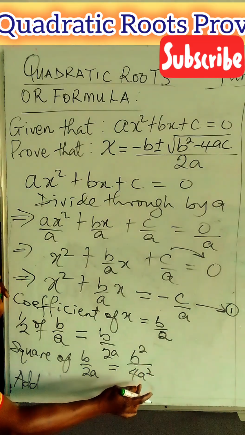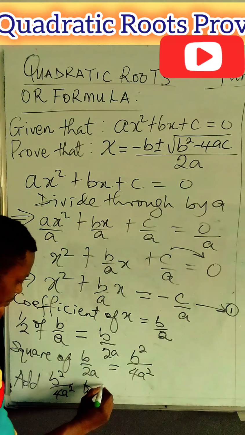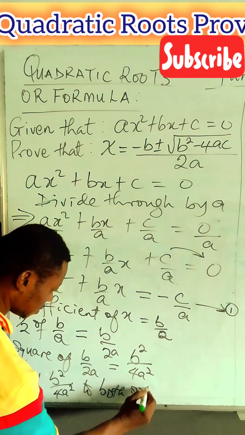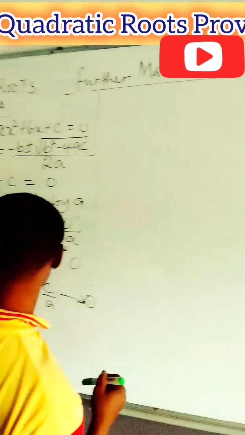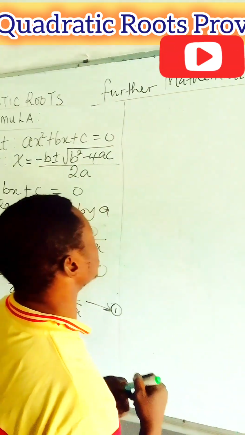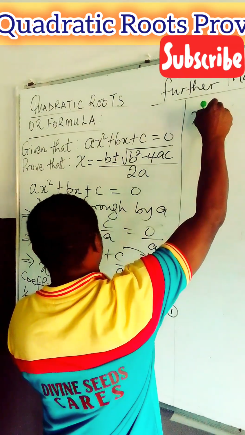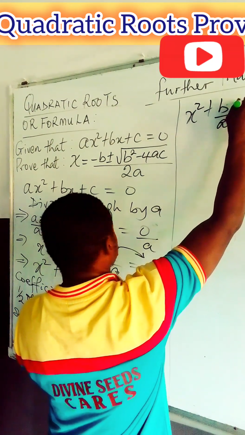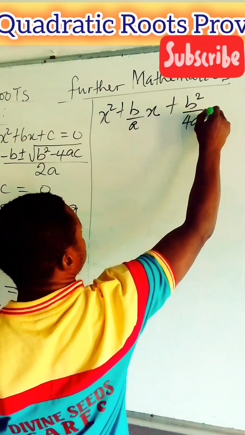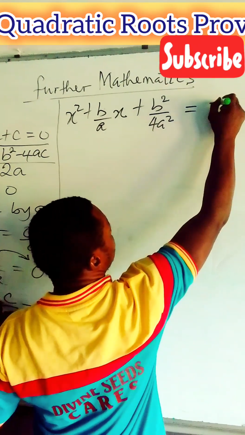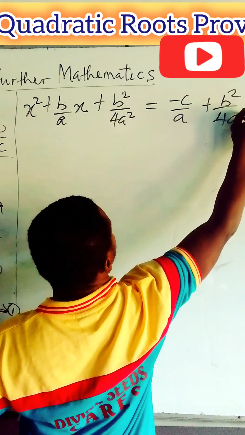Add the result, which is b squared over 4a squared, to both sides of equation 1. We have to add b squared over 4a squared to both sides of equation 1. So go back to equation 1 and copy x squared plus b over a x. To the left, we add b squared over 4a squared. Then go to the right, minus c over a, we add b squared over 4a squared.